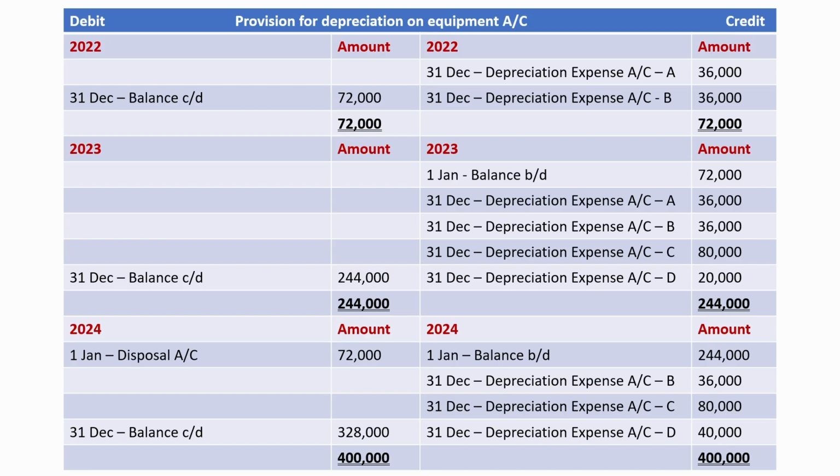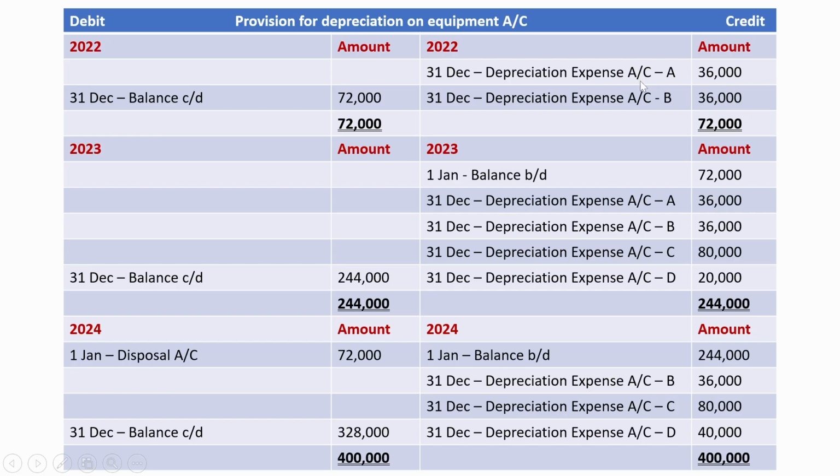So remember the rate. The rate was 20%. And the cost of A and B was 180,000. So what is 20% of 180,000? It will give you 36,000, and that is what we have recorded here. Depreciation for A for the first year will be 36,000. Depreciation for B for the first year, it will be 36,000.